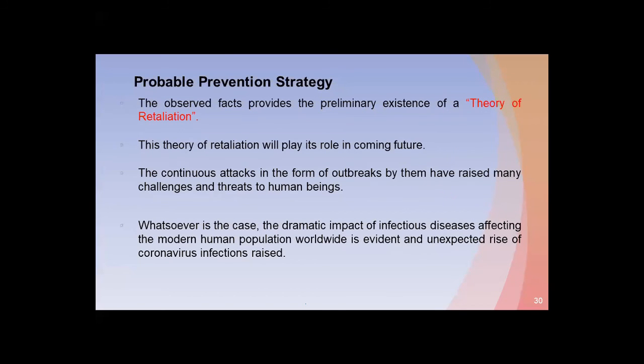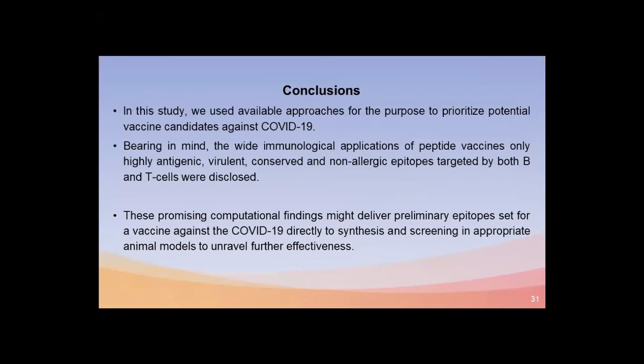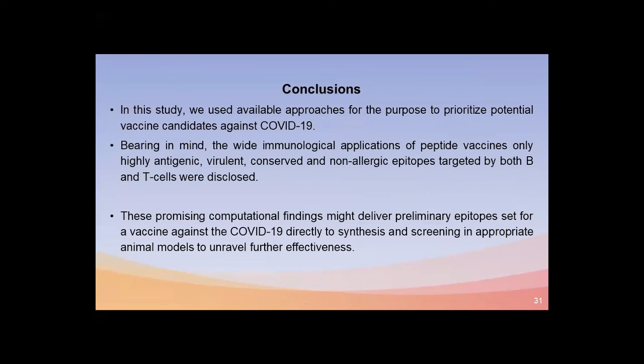So the theory of retaliation is like the continuous attack in the form of outbreaks, which has raised many challenges for us. And the dramatic impact of infectious disease affecting modern populations like us is quite evident. In recent studies, there are multiple instances which show that the mechanisms of avian-related microbes are actually advancing. So while concluding my work, because we don't have much time, we used the available approaches to prioritize potential vaccine candidates, bearing in mind that they pass the general trend of immunological applications: non-allergenicity, being antigenic, and being T and B cell exposed. And these promising computational findings might deliver a preliminary epitope set for a vaccine against COVID-19, which is going for synthesis.